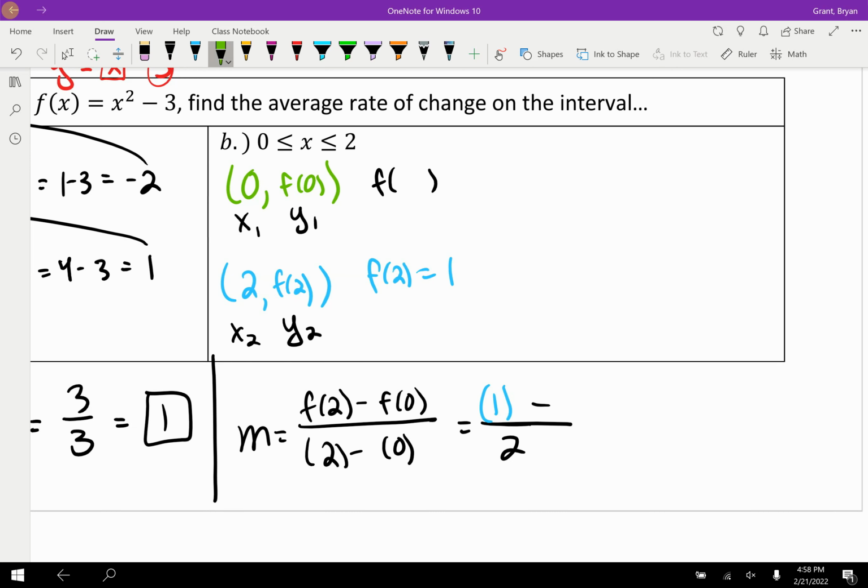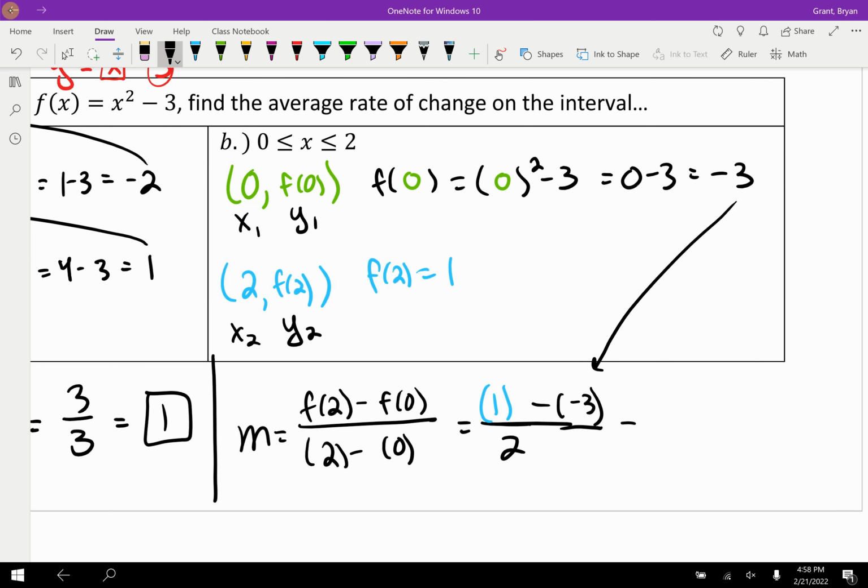So f of 0 in this case, we use that same function from before. It's called f of x. So we're going to do 0 squared minus 3 times 0 minus 3, which is negative 3. So f of 0 is negative 3. 1 minus negative 3 is 4. 4 divided by 2 is 2.